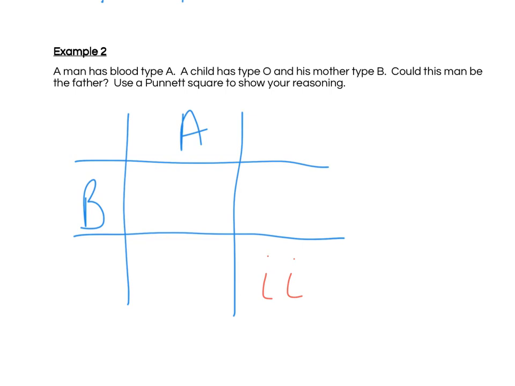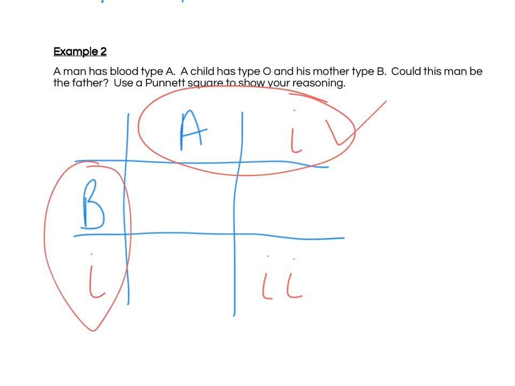So let's see how that works out. If I take one of the i's and move it up here and another one over here, then I just need to examine, well, is this a possible genotype for type A blood? Well, yes, it is. Is this a possible genotype for type B blood? Yes, it is. So is it possible that the man is the father? Absolutely, yes, it is. So that's simply one way of many that you could use to solve this genetics problem. You could do trial and error, and that would also be a way that this could work for you.